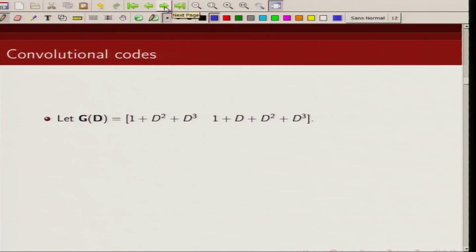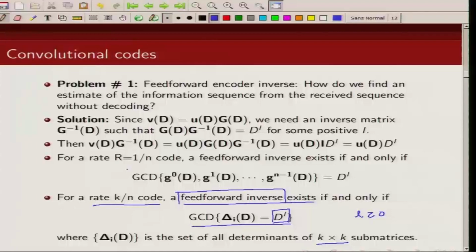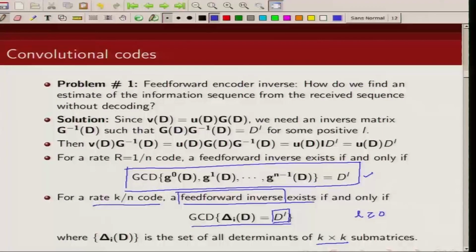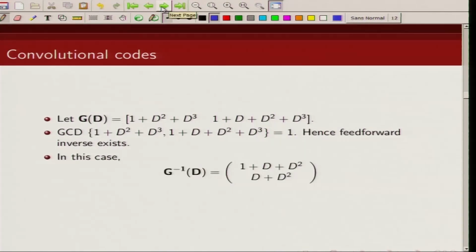So, let us take an example where a feed forward inverse exists. We are considering a feed forward rate 1 by 2 encoder. G0(D) is this one and G1(D) is this. And what is the common divisor between them? We can check, they do not have any common terms, so the greatest common divisor is 1. If we go back and look at our condition for the encoder inverse to exist, this condition is satisfied. So, this particular code with G(D) given by this will have a feed forward encoder inverse, and in this particular case the feed forward inverse is given by this.